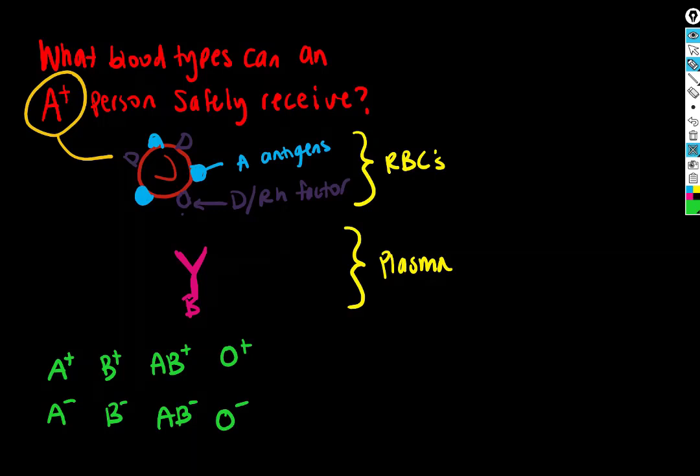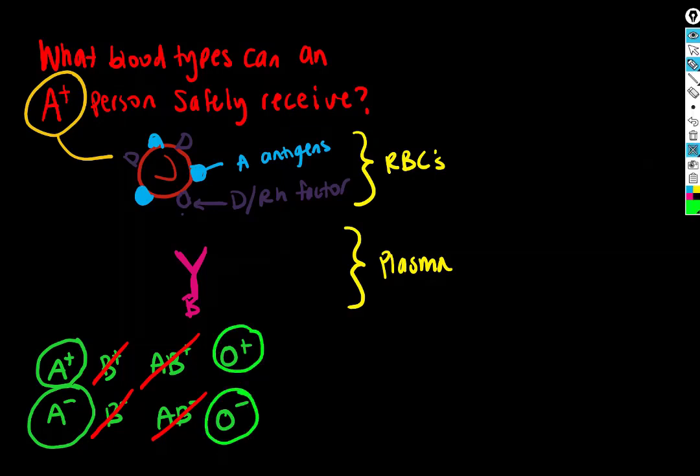Okay, so my person is A positive, so obviously they can receive their own blood. Duh. Now, can they receive anything else here? Well, they could receive A negative. They can't receive any of the ABs or the Bs because that B is present. And they can receive O positive or O negative because, again, no B antibody is present.